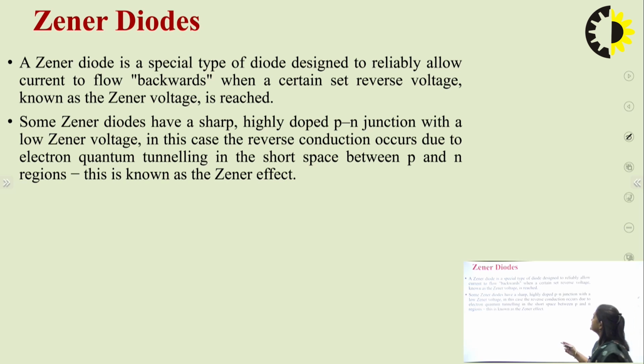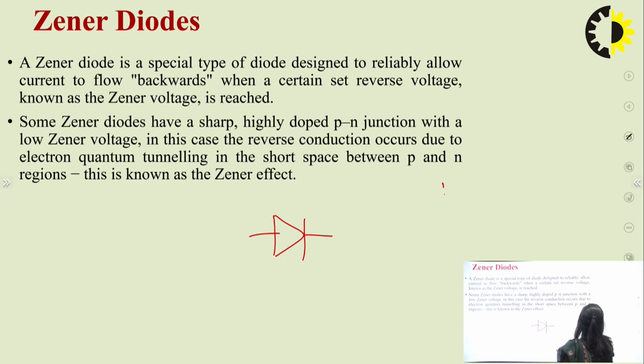So basically, Zener Diode is a PN junction diode. When a PN junction diode is heavily doped, then it is called a Zener diode. And Zener diode is always operated in the reverse bias region. Some Zener diodes have a sharp, highly doped PN junction with a low Zener voltage. In this case, the reverse conduction occurs due to electron quantum tunneling in the short space between P and N regions. This is known as the Zener effect.